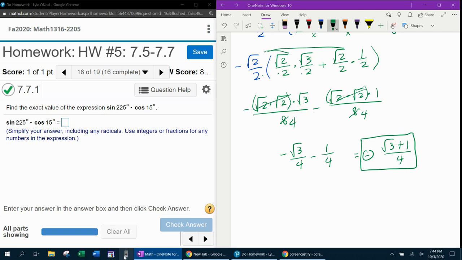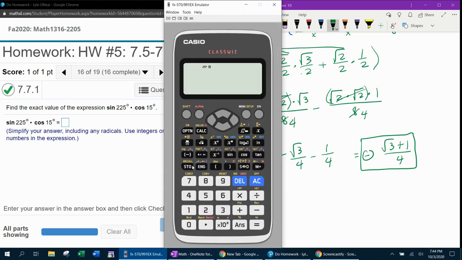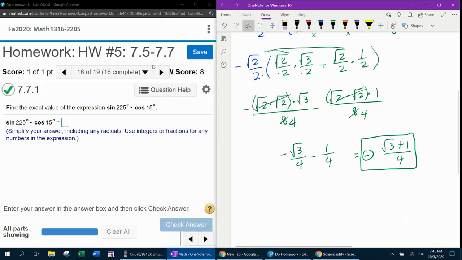I sure would like to use the calculator and verify that. So we're going to bring up our calculator in degree mode. Sine of 225 times cosine of 15. And if you notice, it's the same answer, but the 1 and the square root of 3 are reversed, and that's okay. Again, showing the negative out front. Anytime you have a negative in front of a fraction, that negative would distribute and make both of those terms negative. So I feel really good about this answer.